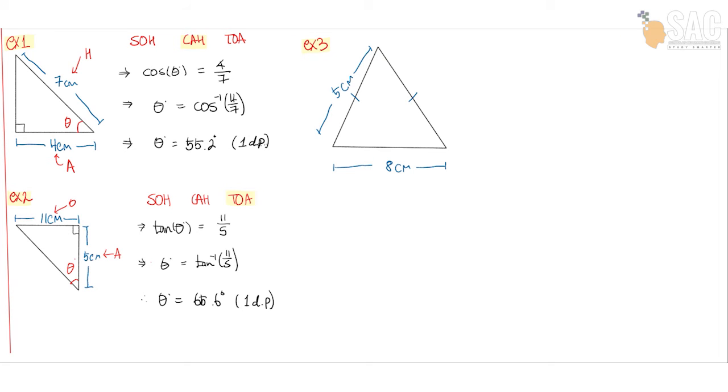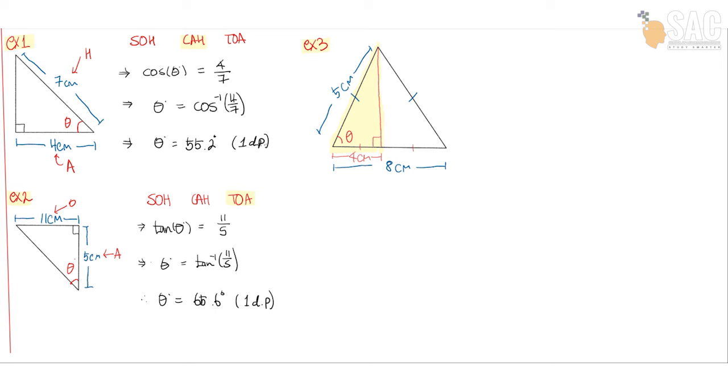Let's move on to our last example. We have an isosceles triangle with the left side length as 5 centimeters and the bottom one is 8 centimeters. And we're trying to find this bottom left theta. In order to use SOHCAHTOA, we have to find a right-angled triangle. If you draw a vertical line from this vertex, it will divide this isosceles triangle into two identical right-angled triangles. Therefore, the bottom length of this left right-angled triangle will be half of 8, which is 4 centimeters.